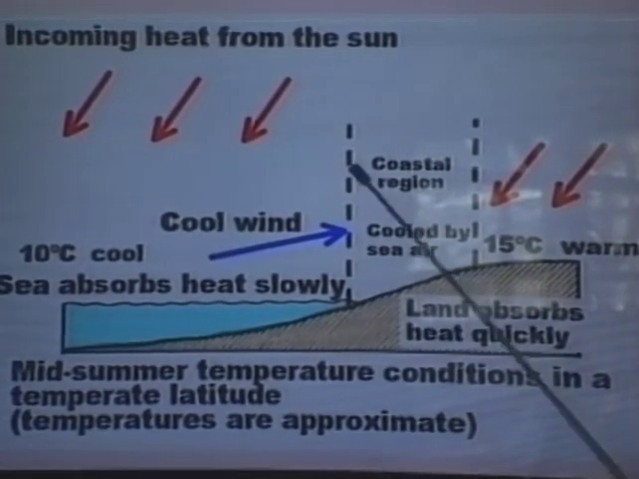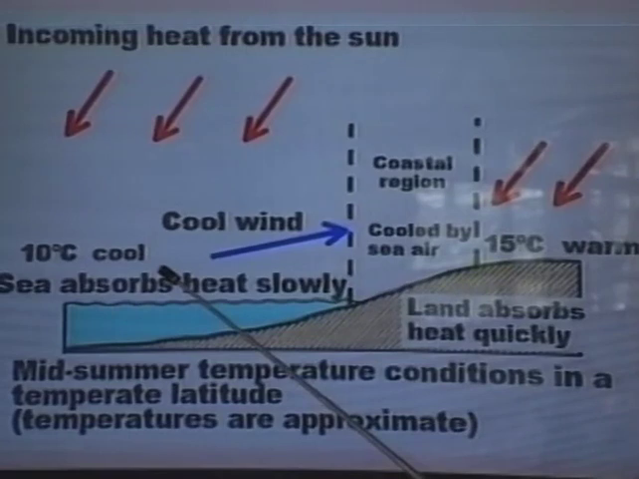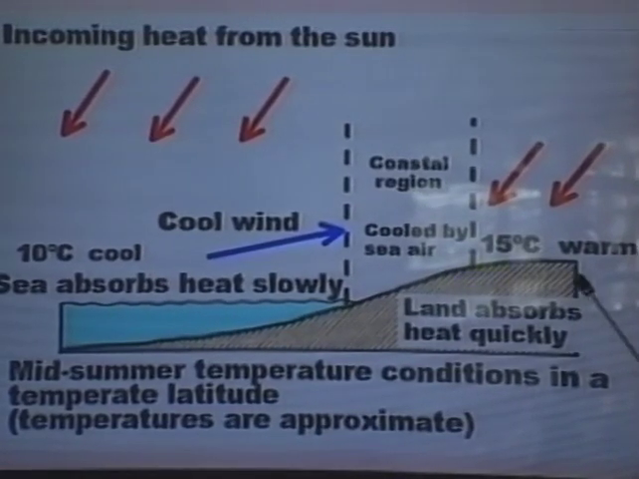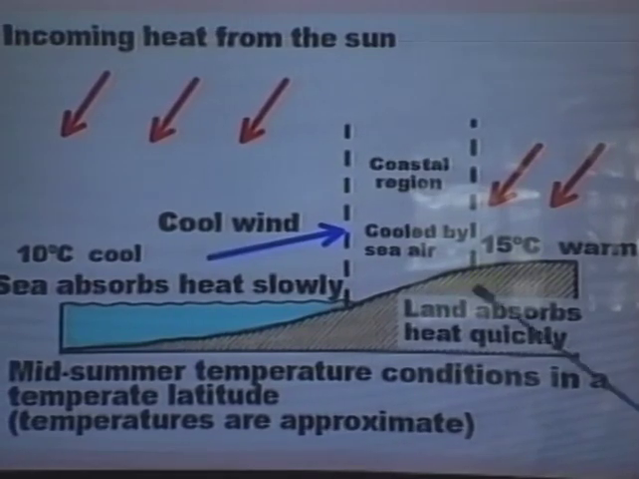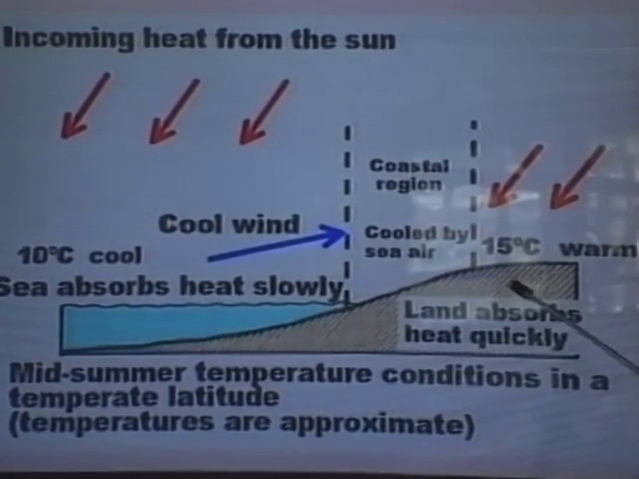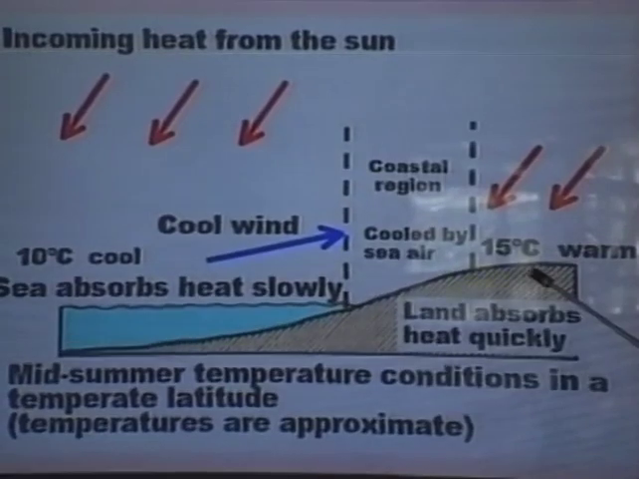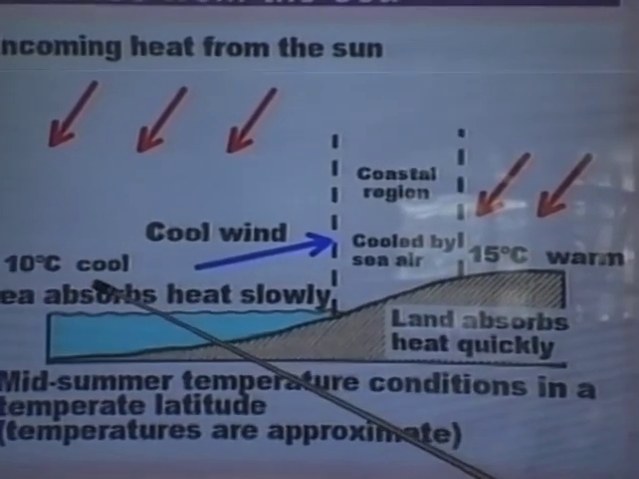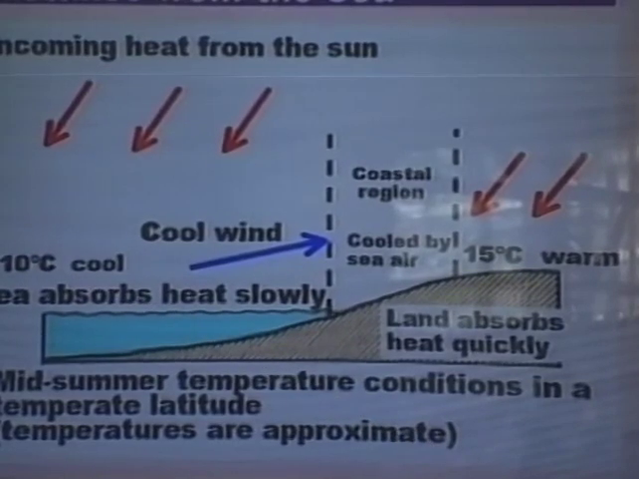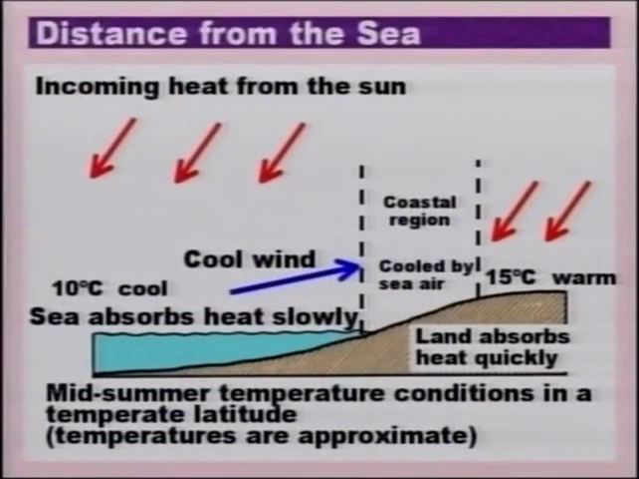It is warmer. On the sea, it is 10 degrees Celsius. It is cooler in comparison to the land. This is summer we are looking at here. The land heating up quicker, 15 degrees. The sea heating up slower, 10 degrees. Let's move on.